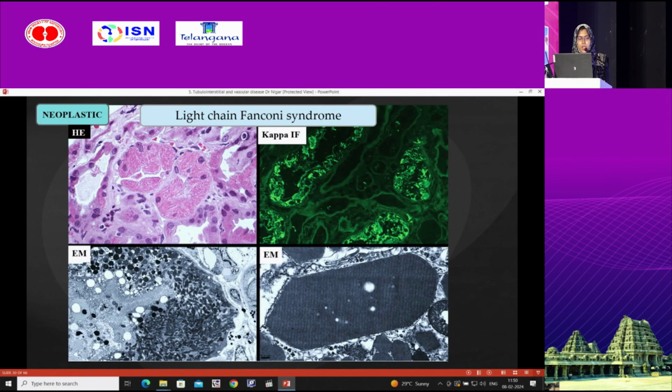Next is light chain Fanconi syndrome, where the proximal tubular cytoplasm shows these needle-shaped crystals, which again show light chain restriction. And on EM, they show this needle-shaped structure with these vertical striations.